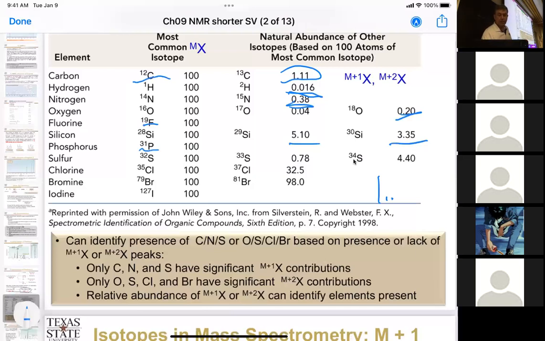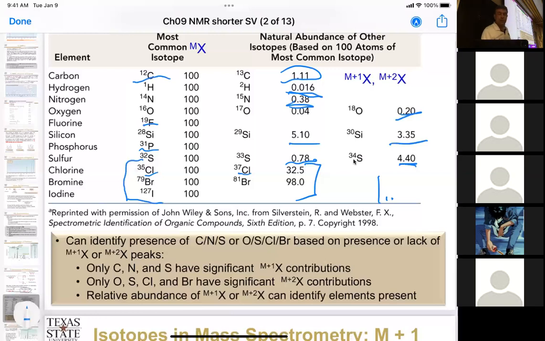Phosphorus only has the 1, sulfur has a small amount of this, but look at this. This M plus 2 shows up, it's almost 5%, it's 4.4%. So you might see that. But now here's the 3 things that are the most illuminating here. Right here, we have chlorine has an M and an M plus 2. And notice that M plus 2 is 32%. So that means when you have chlorine in your system, you're going to have your M peak and an M plus 2 peak that's going to be 1/3 that height, or about 1/3.